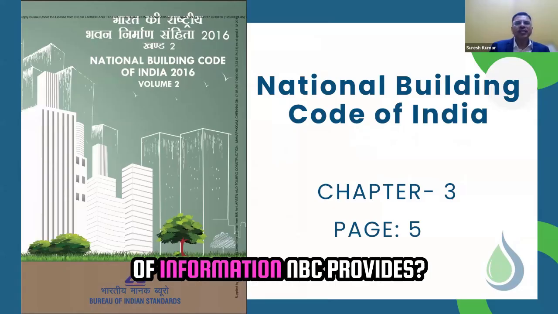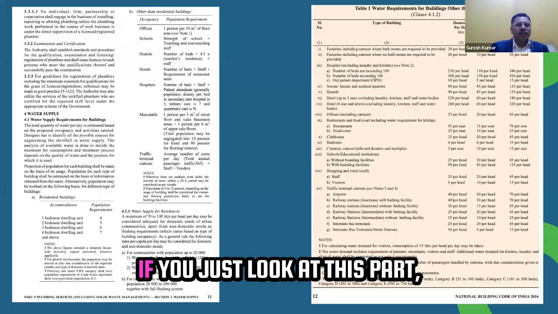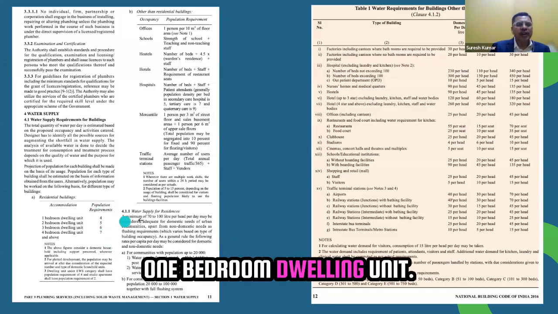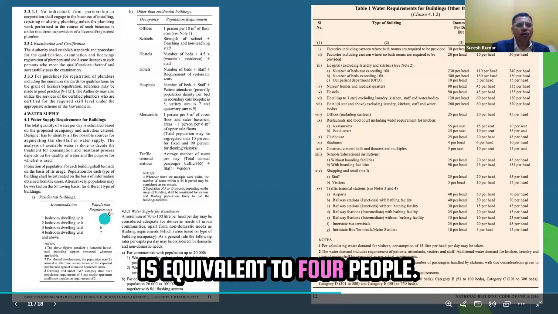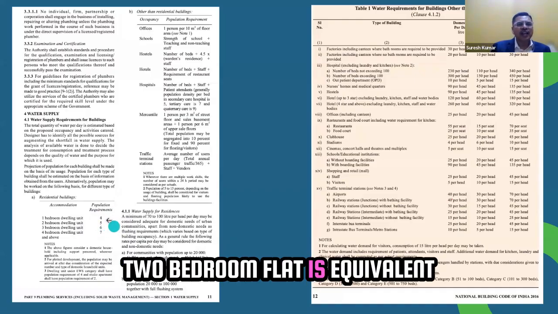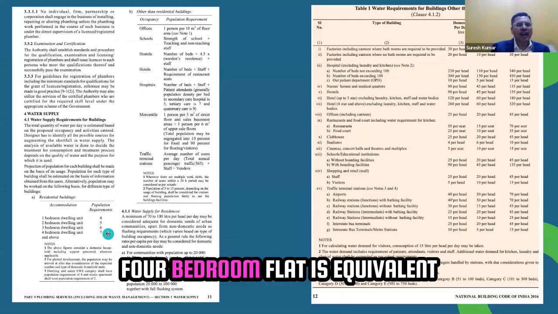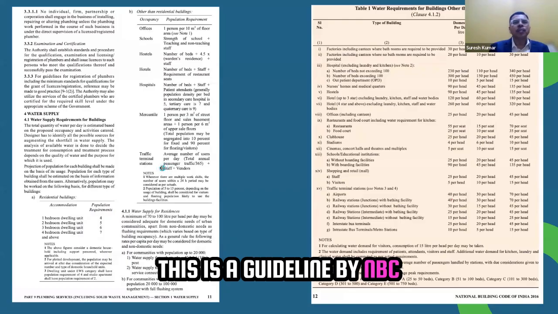So what kind of information does NBC provide? Let us go and look at it. If you just look at this part, extreme corner, 1 bedroom dwelling unit, that means 1 BHK flat is equivalent to 4 people, 4 population, right? 2 bedroom flat is equivalent to 5 people. 3 bedroom flat is equivalent to 6 people. 4 bedroom flat is equivalent to 7 people. This is a guideline by NBC.